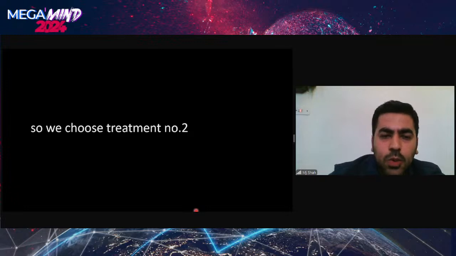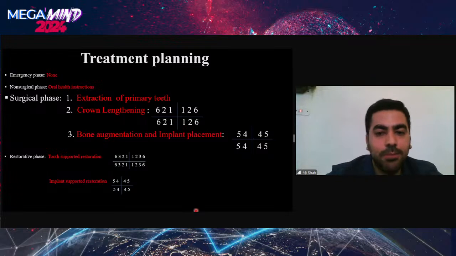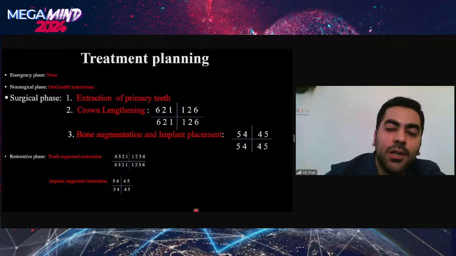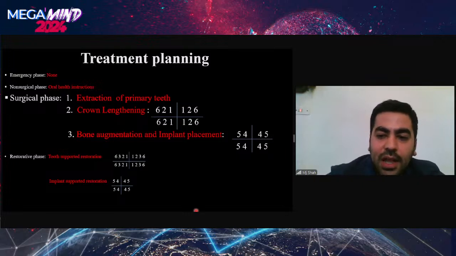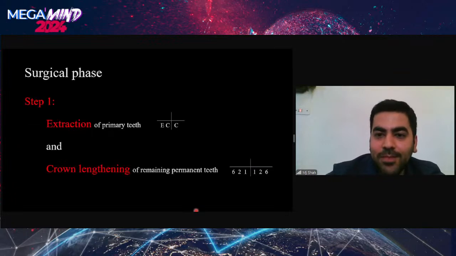As you can see, we choose the treatment number 2, and here are the details of our treatment planning. As you can see, the surgical phase consisted of extraction of primary teeth, crown lengthening of incisors and first molar, and bone augmentation and implant placement in the premolar regions. Let's focus on the mandibular arch.